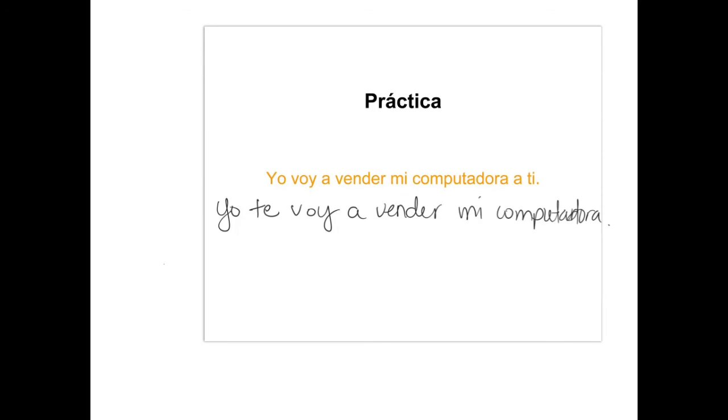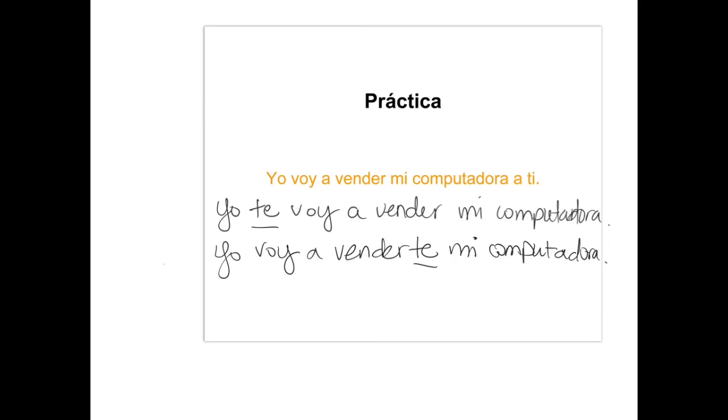Option 2, I can place my indirect object pronoun at the end of my infinitive, vender. So sentence number 2 could look like this. Yo voy a venderte mi computadora. Both sentences mean exactly the same thing. The only difference is in where I placed my pronoun. Remember the rule, one verb, one choice, two verbs, two choices.